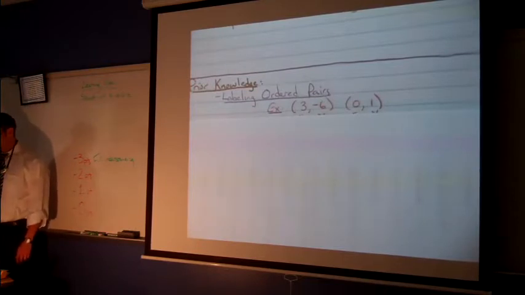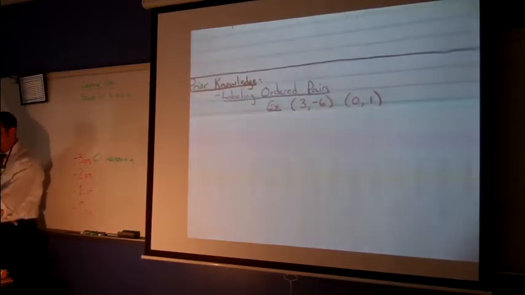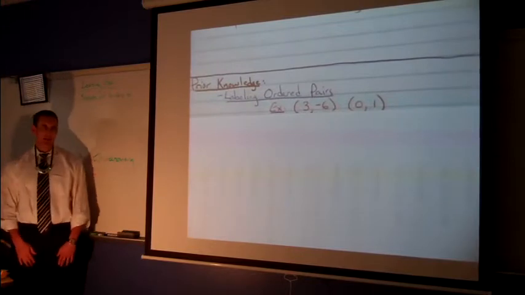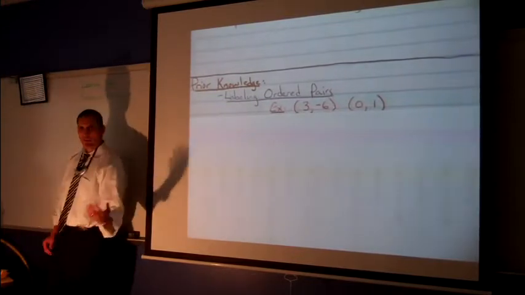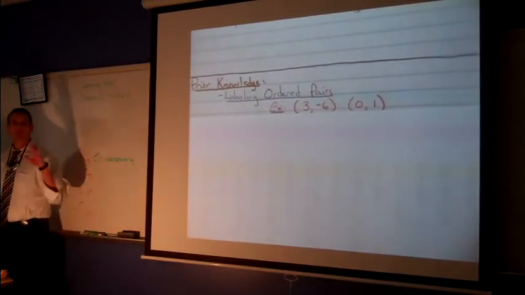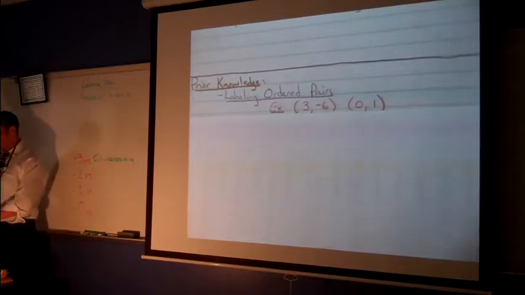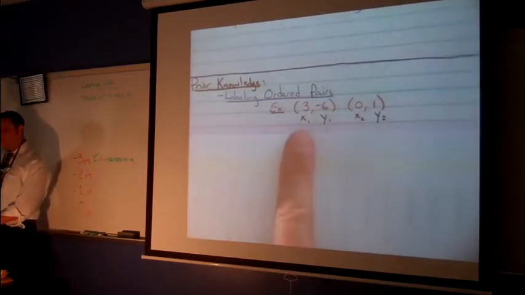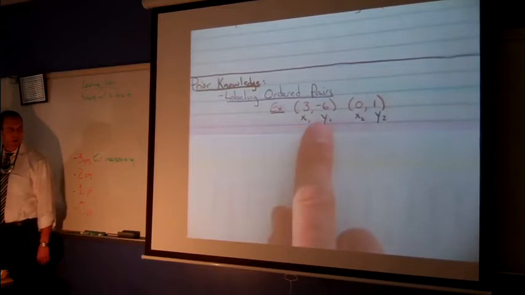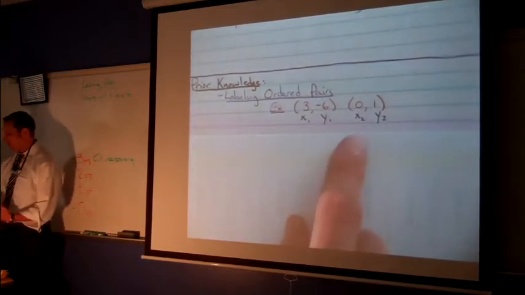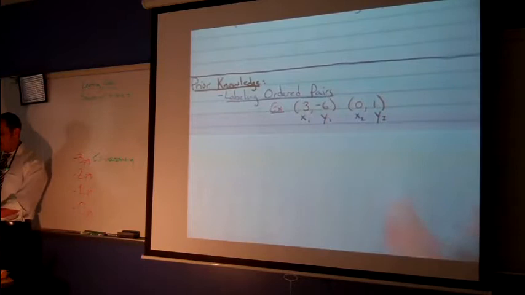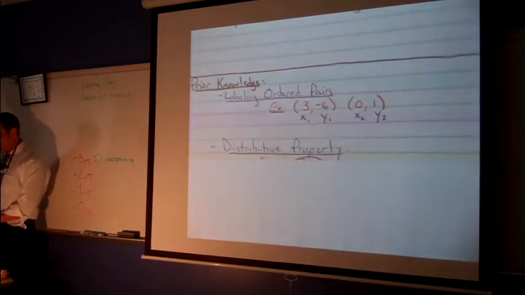So if I had 2 ordered pairs, (3, -6) and (0, 1), I'm going to need to remember how to label those. And that was from the video on how to find slope from 2 ordered pairs. So remembering that the first ordered pair is x1, y1, the second ordered pair is x2, y2. So we're getting into that previous knowledge.